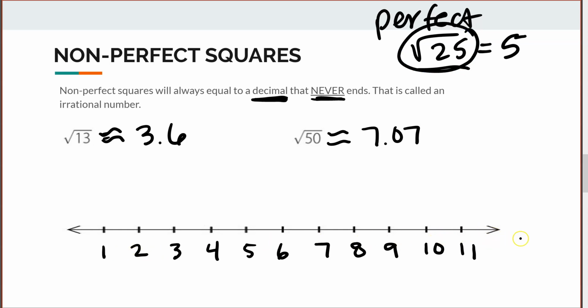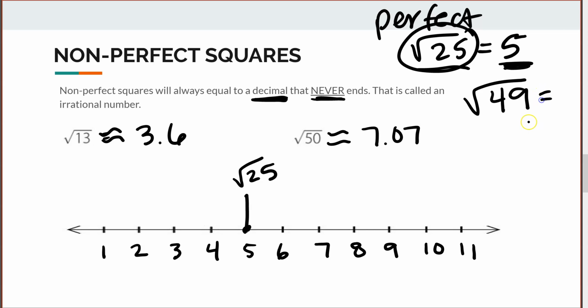So if I say, okay, we'll place square root of 25 on the number line. Well, miss, 25 is not here. Well, no, that's not how it works. Square root of 25 equals what? 5. So I will place it right here, square root of 25. Well, where would I place square root of 49? Square root of 49 equals 7. So square root of 49, I will place it right there.